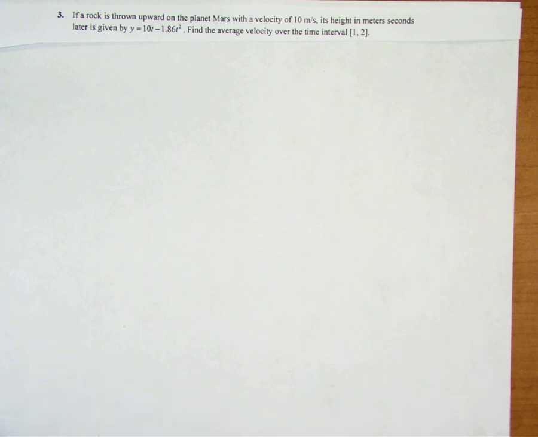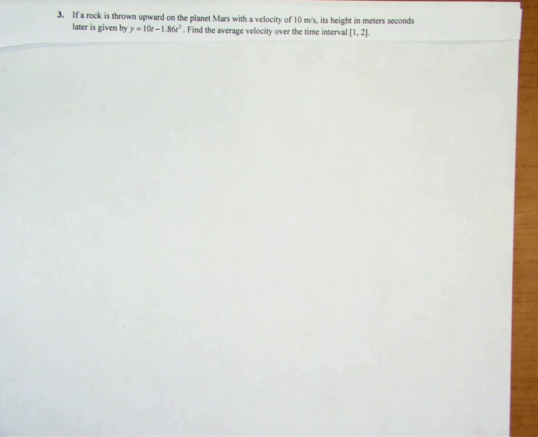Okay, in this problem we're looking at average velocity again. If a rock is thrown upward on the planet Mars with a velocity of 10 meters per second, its height in meters t seconds later is given by y equals 10t minus 1.86t squared. Find the average velocity over the time interval 1 to 2.